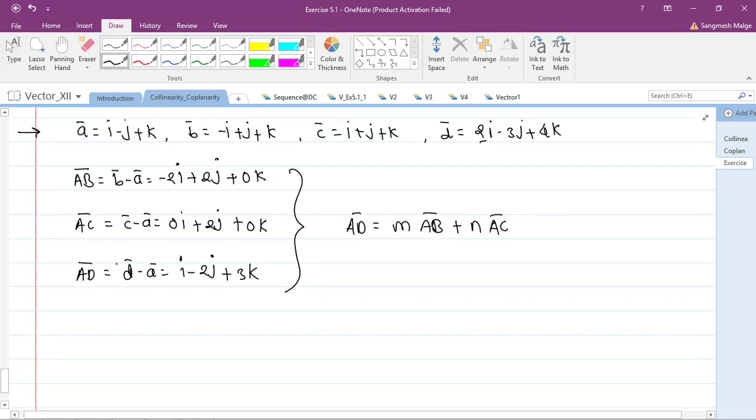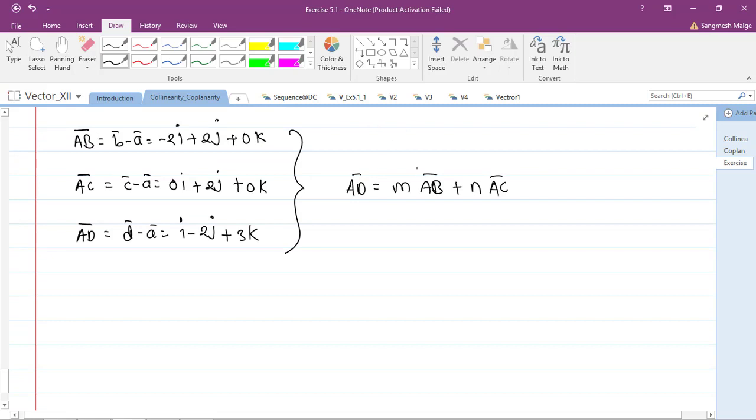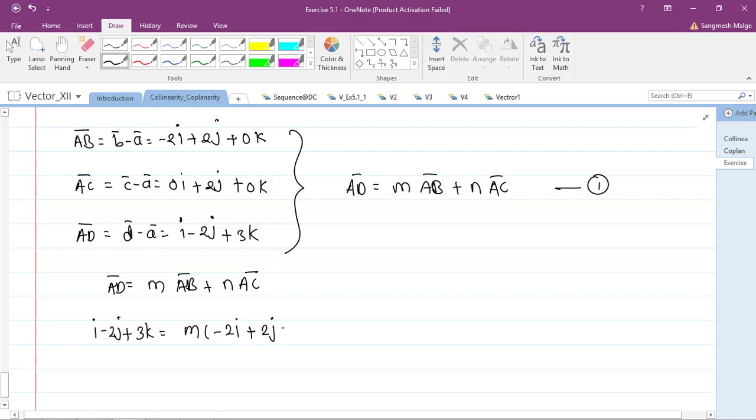Let's substitute the values. Let's assume this is equation number 1: AD bar is equal to m AB bar plus n AC bar. AD bar is i minus 2j plus 3k, which is equal to m into AB bar, which is minus 2i plus 2j plus 0k, plus n into AC bar, which is 0i plus 2j plus 0k.